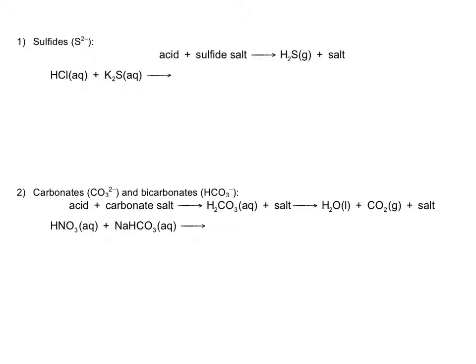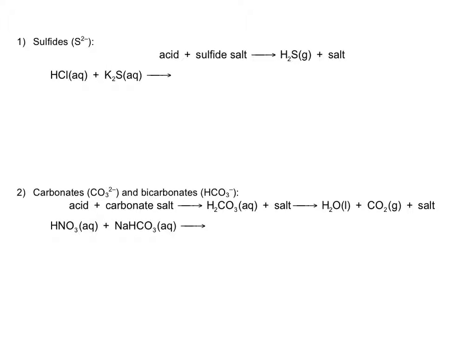So the first is reaction of sulfides. So in this case, you have an acid that reacts with a sulfide salt. So sulfide is S2 minus. And in every case, when you have an acid that reacts with a salt, you're going to get H2S as one of your products, and then you'll get the salt that results from the spectator ions that are present.